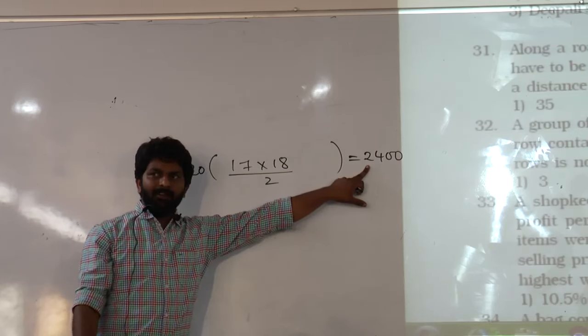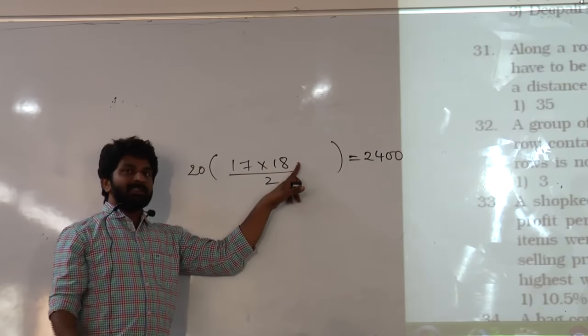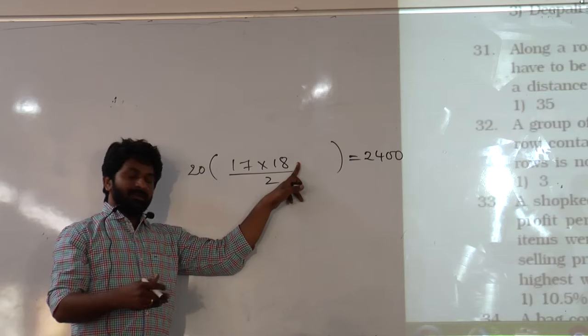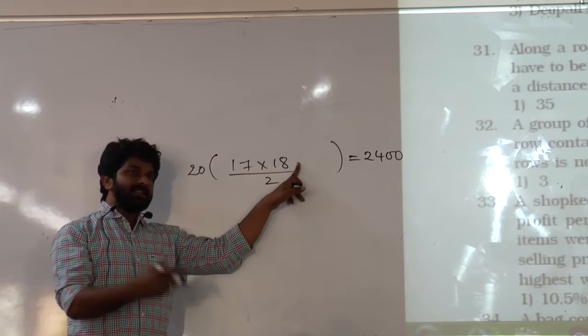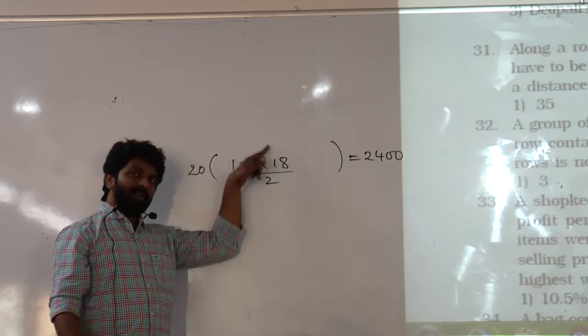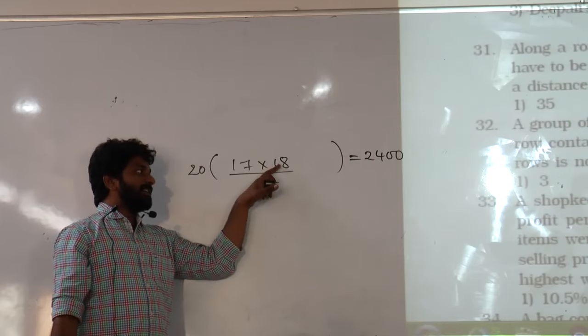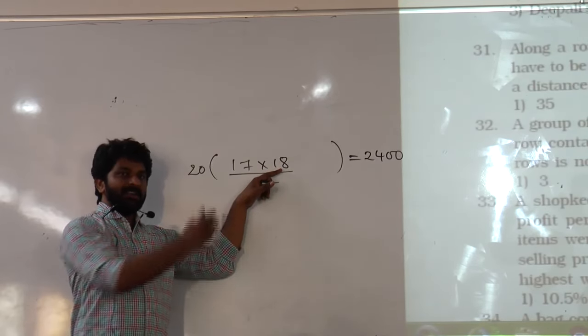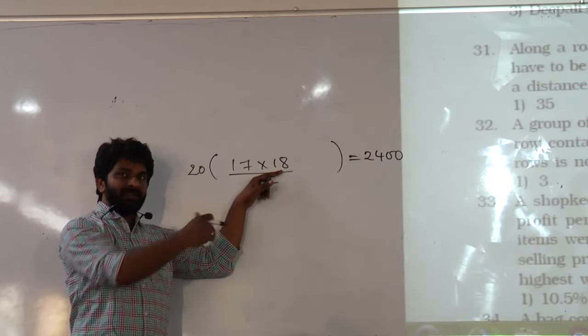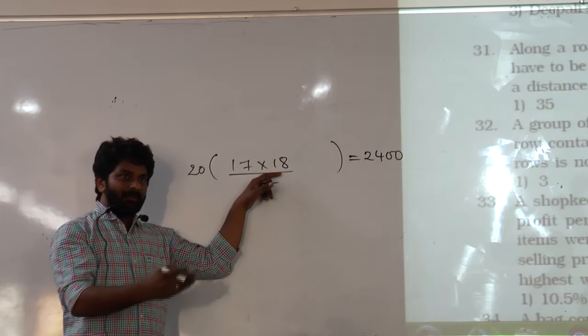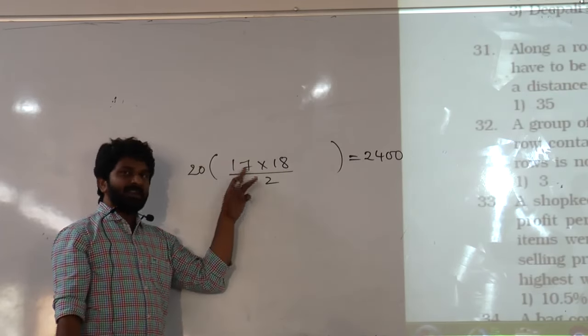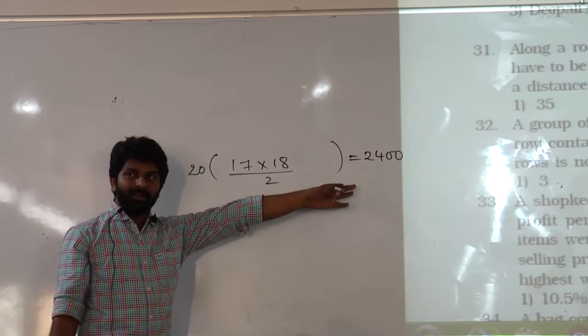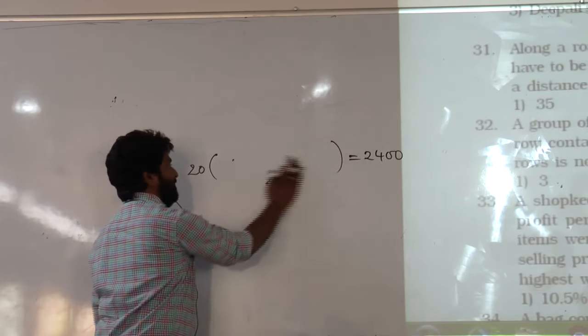No, definitely not. 17 into 18 is the product of consecutive numbers: small number square plus small number. You can treat 18 as 17 plus 1, so 17 into 17 plus 1 becomes 17 square plus 17. Small number square plus small number. 17 square itself is 289, but we have 240 there. This cannot be your answer.